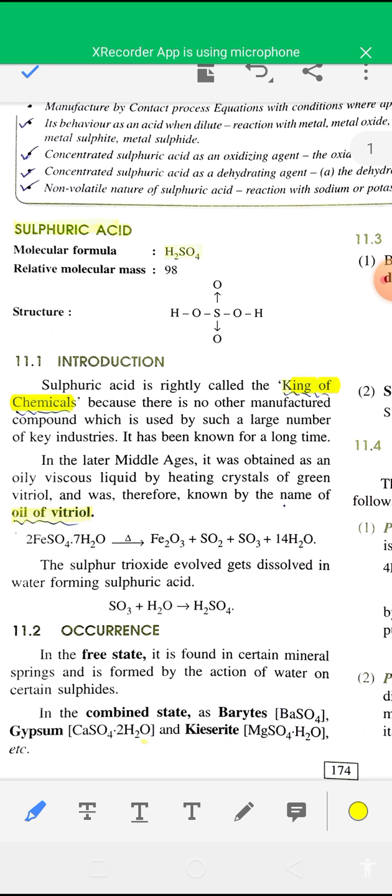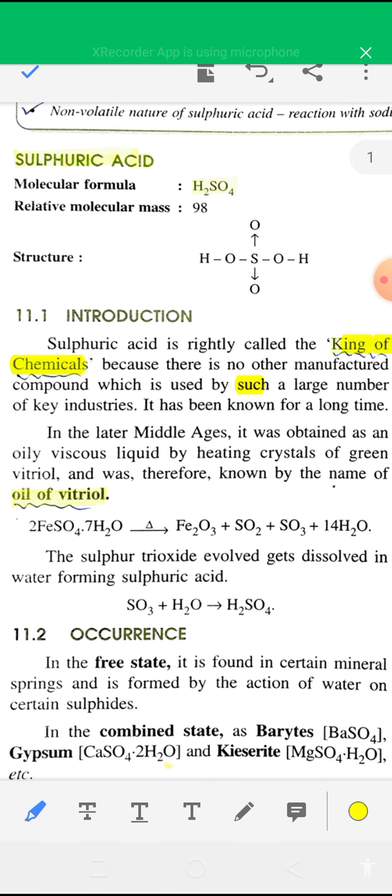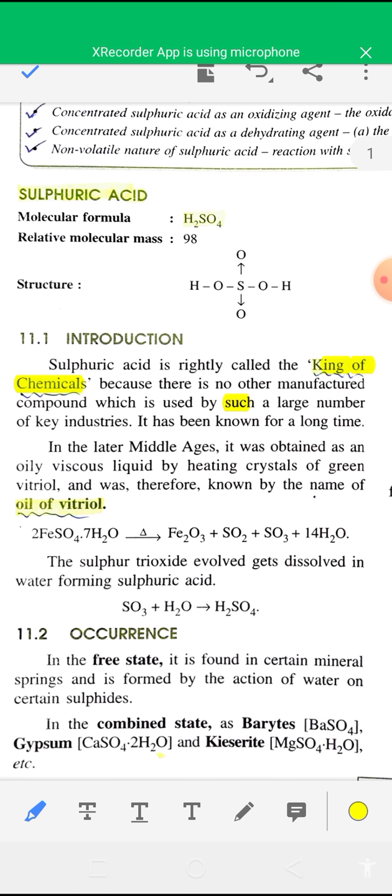Another name of sulfuric acid is oil of vitriol. In the later Middle Ages, it was obtained as an oily viscous liquid by heating crystals of green vitriol, and therefore it is also known as oil of vitriol. The formula of green vitriol is FeSO4.7H2O.